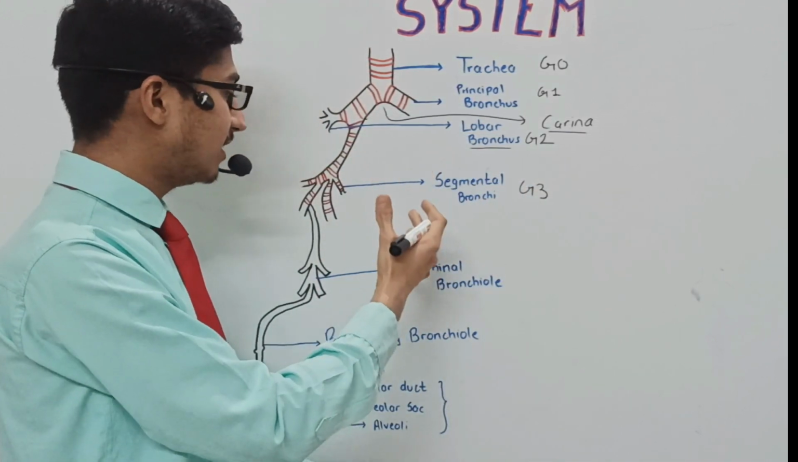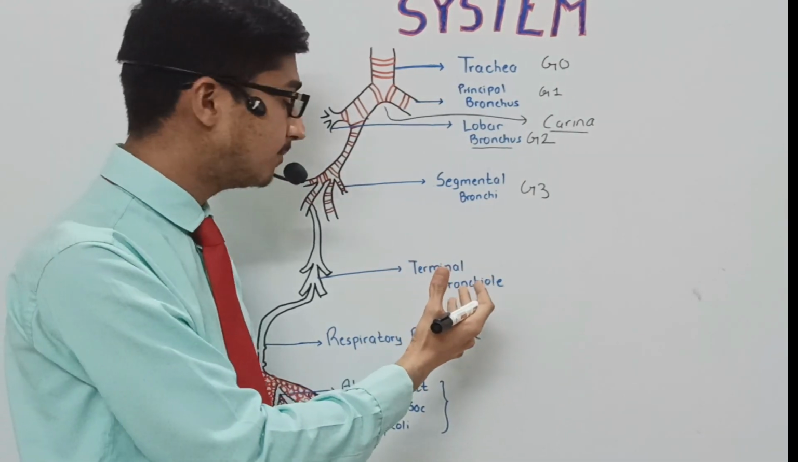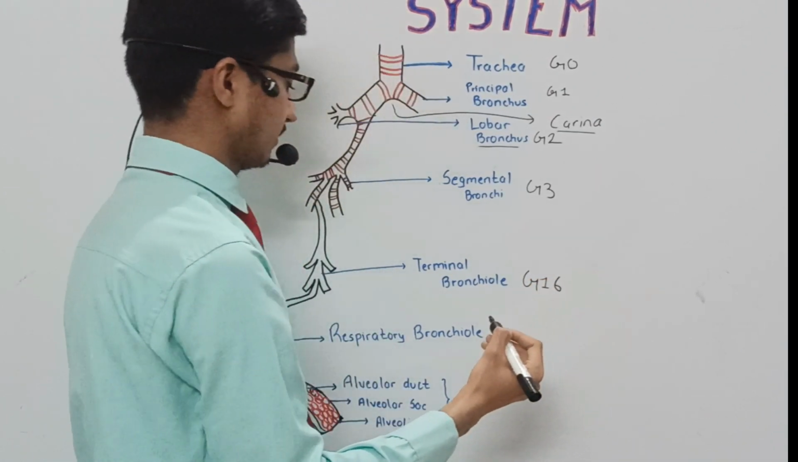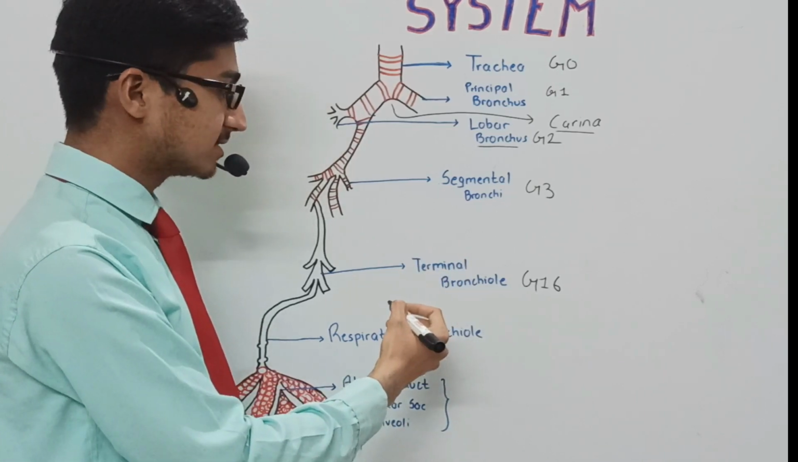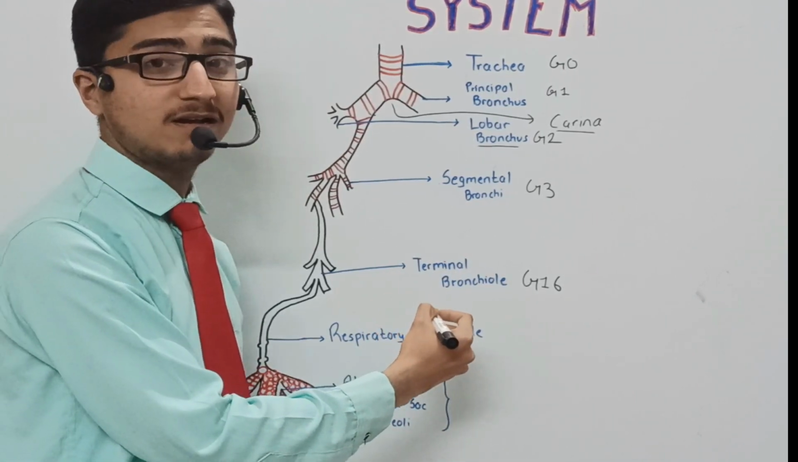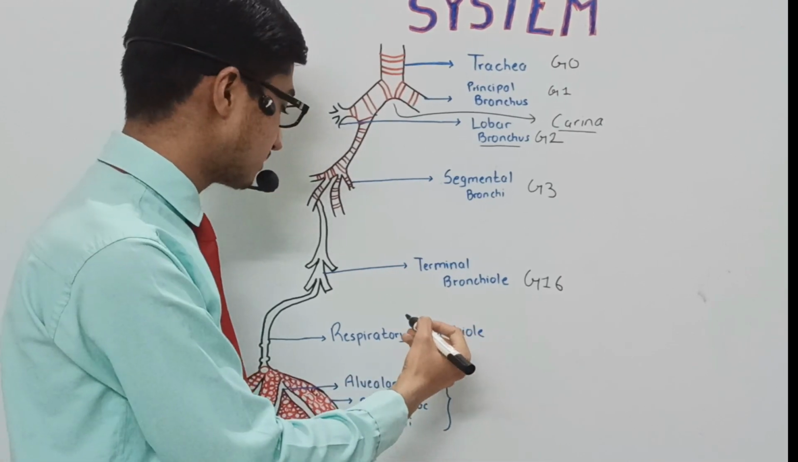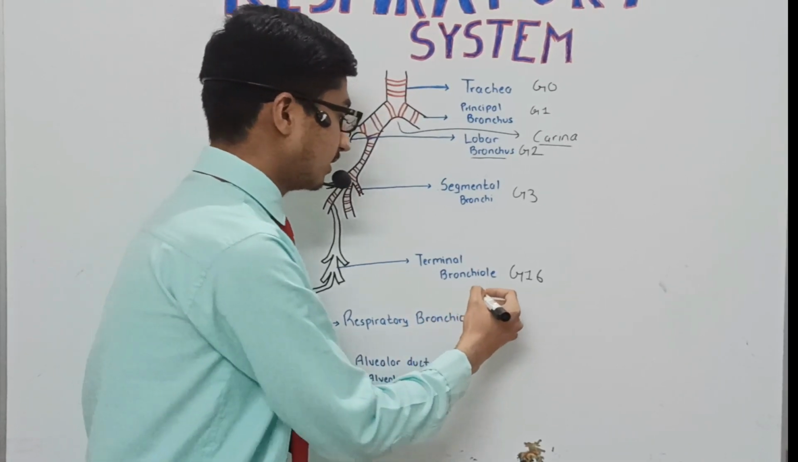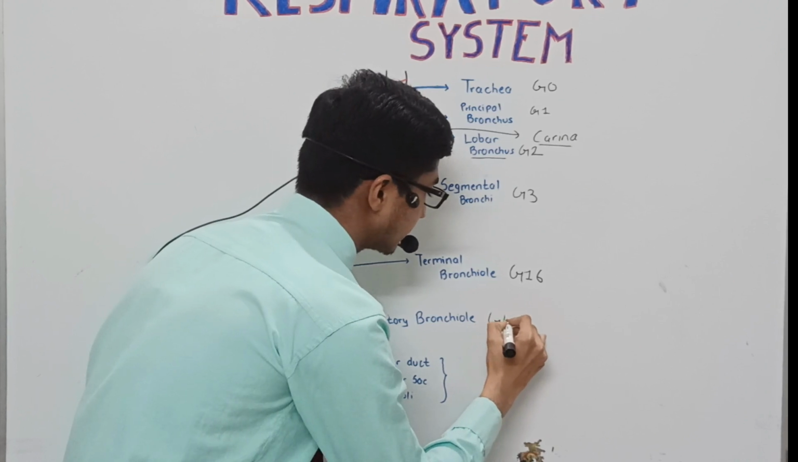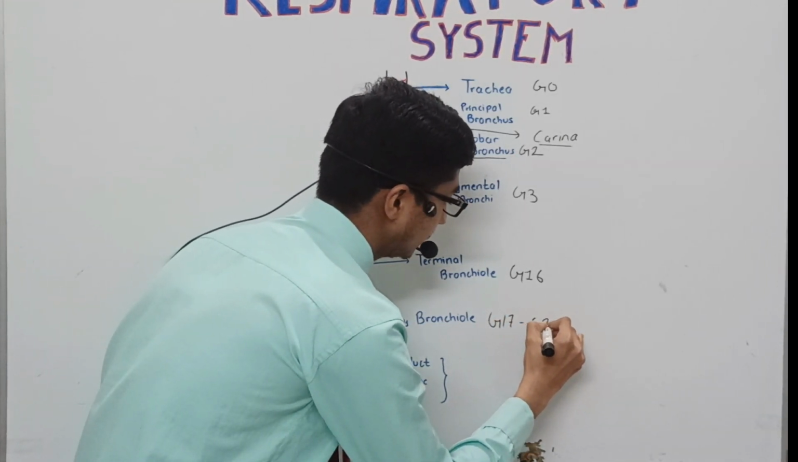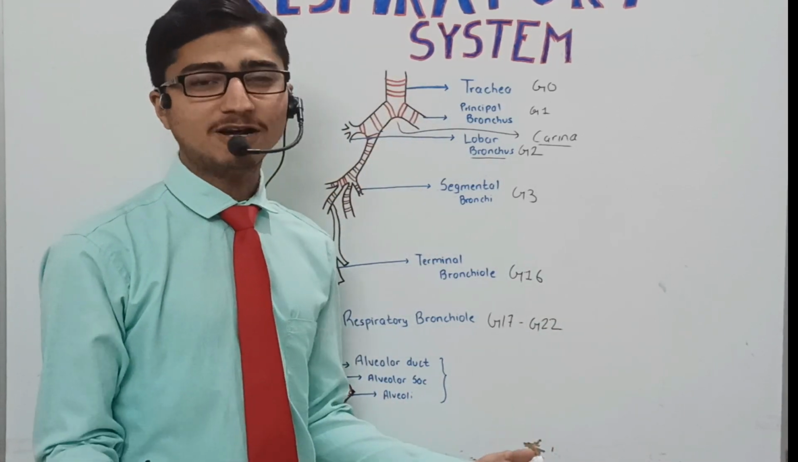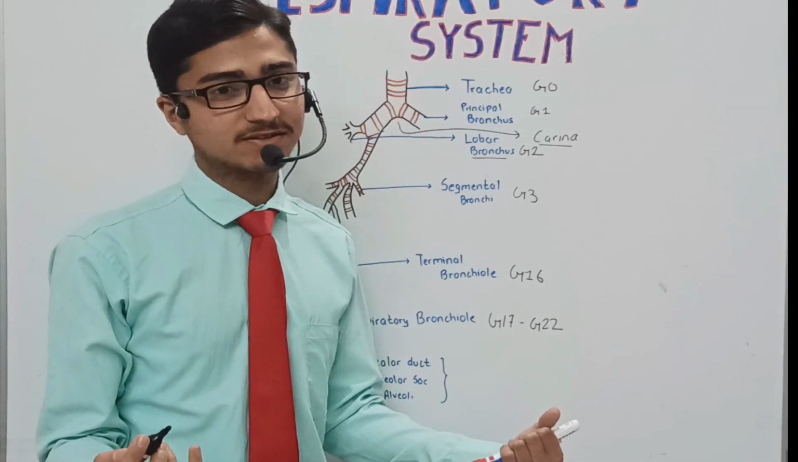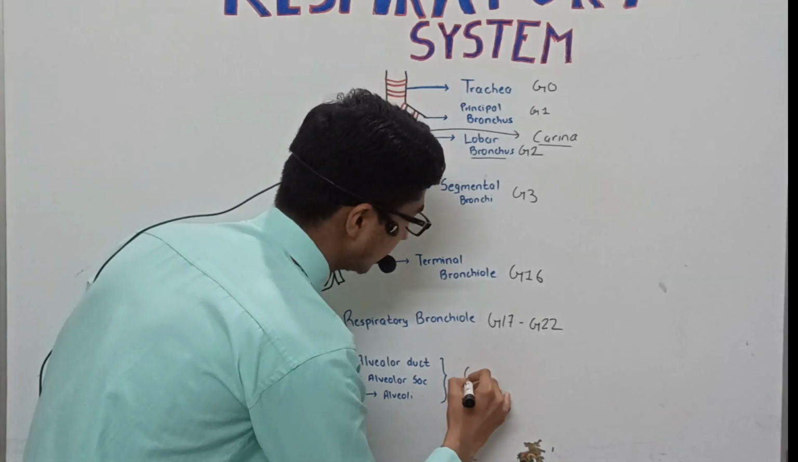Again, it goes on dividing and it terminates as the terminal bronchiole. This is generation number 16. Then it further divides, and here the time comes where respiratory gaseous exchange takes place. That's why these bronchioles are known as respiratory bronchioles. These cover generation number 17 to generation number 22. And as we all know, the final destination for gaseous exchange is the alveoli itself. So the alveoli is generation number 23.